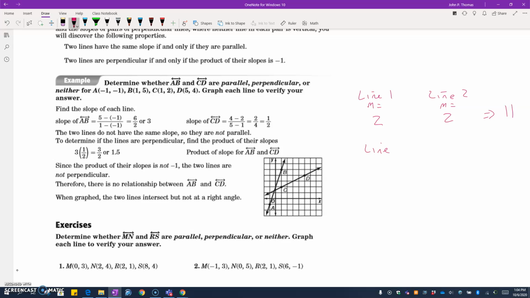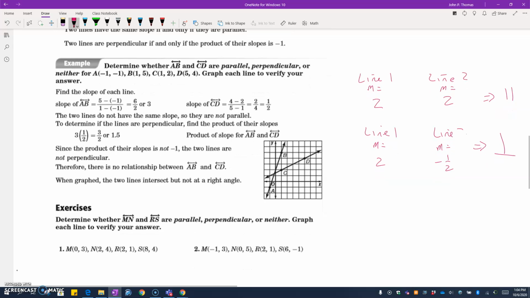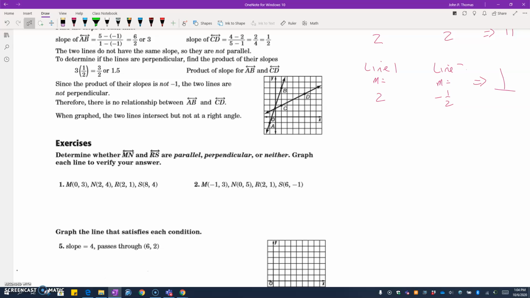If line 1 has a slope of 2 and line 2 has a slope of negative 1/2, then we can say the lines are perpendicular. So opposite reciprocals, change the sign and flip it over, perpendicular. Exactly the same, parallel. When we look at these, a lot of times they're going to just ask you questions: are these lines perpendicular, parallel, or neither?